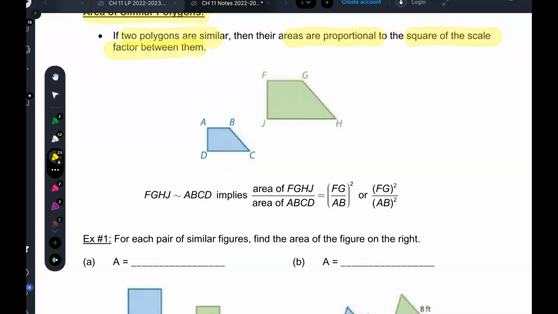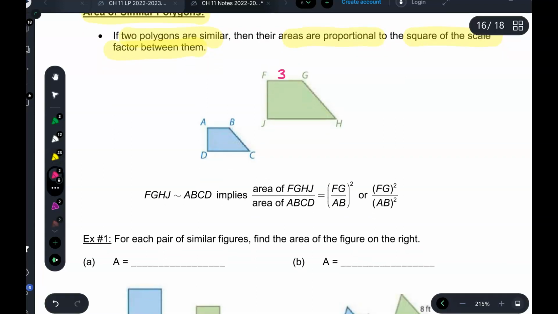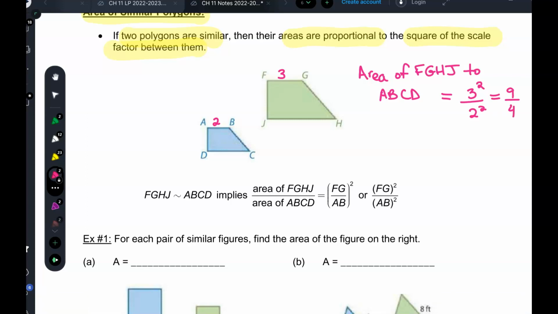Okay, I'll give you an example. Let's say this length is 3 and AB is 2. Then the area of FGHJ to ABCD would be equal to 3 squared over 2 squared, which would be 9 to 4. So whatever the sides are, we just square them to find the ratio of the areas. Okay?